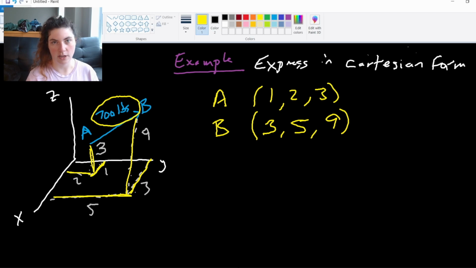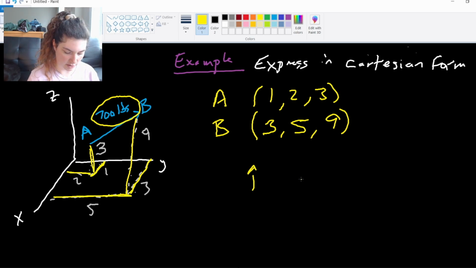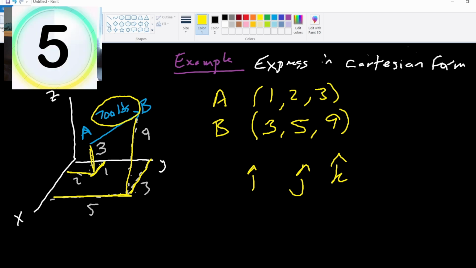This is where our unit vector would come in handy. So go ahead and try and see if you can figure out how we would use a unit vector to get this into Cartesian form. And if you'll remember, that's our i hat, j hat, k hat form. So go ahead and give that a shot. Pause the video and come back and we'll work it out together.